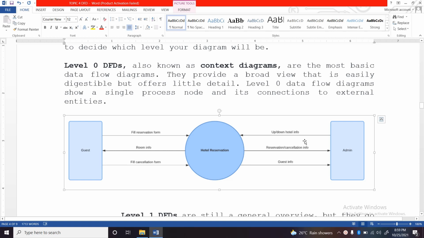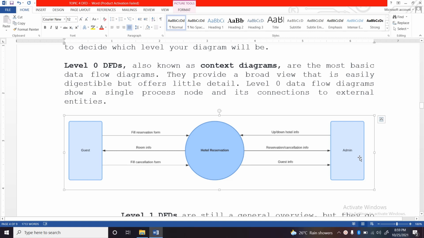So the guest, as you can see, has two data flows towards the process, which are the fill reservation form and also the fill cancellation form. So it's very limited, and the process, which is the hotel reservation, will return one data flow to the guest, which is the room info.